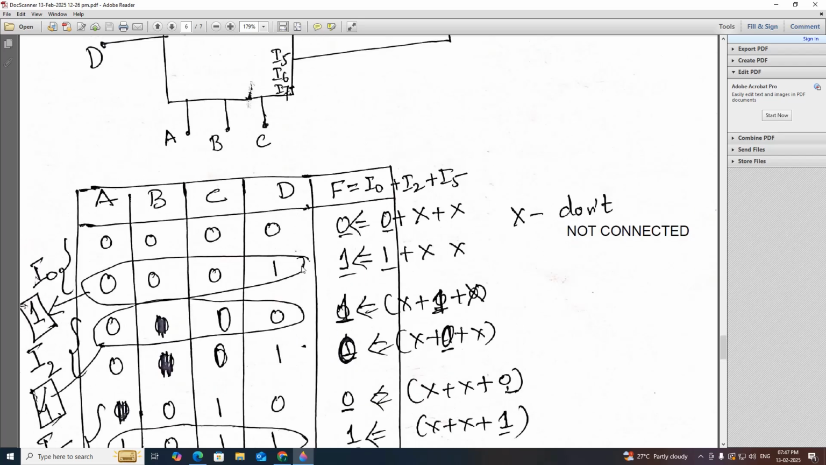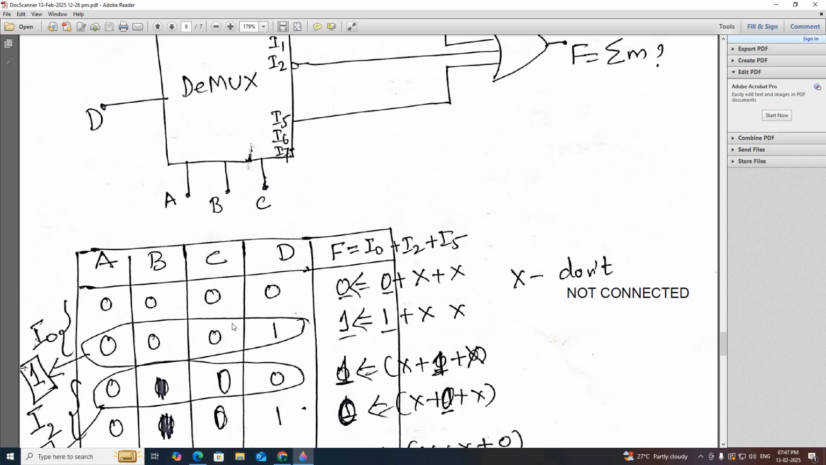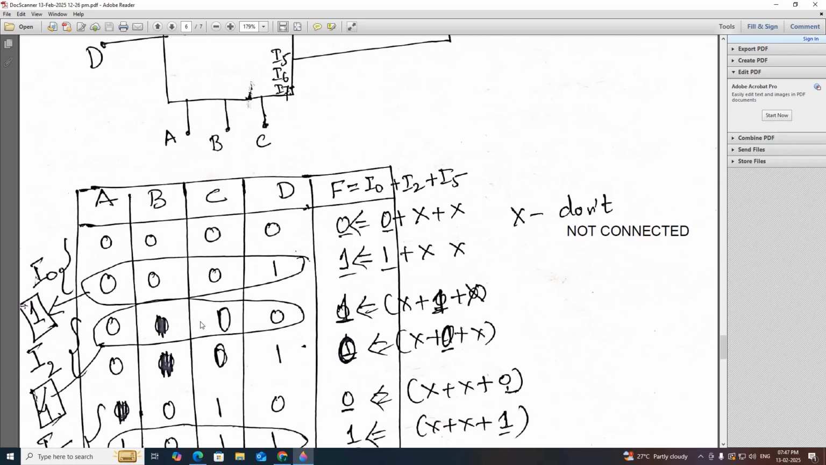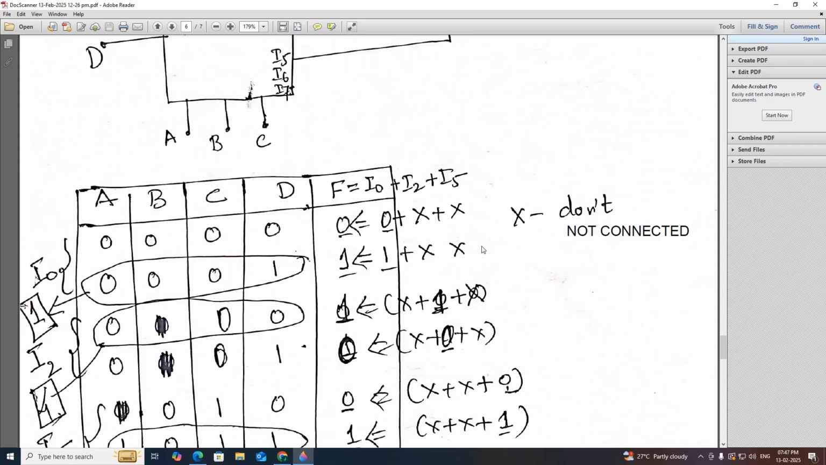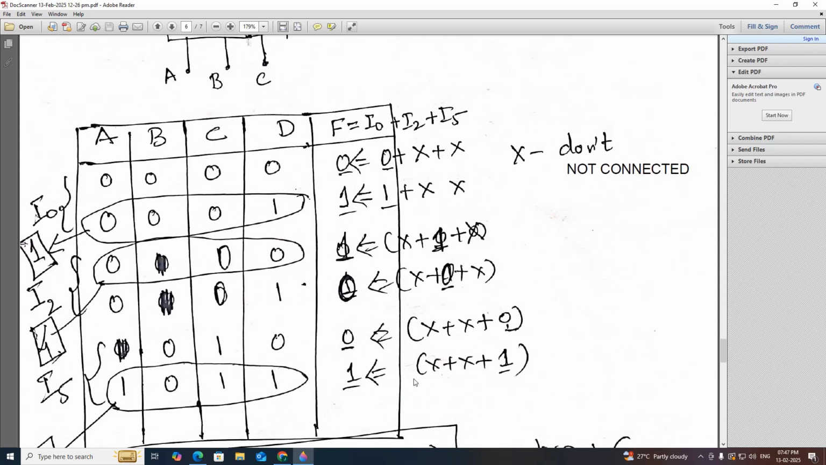Coming to the last combination, this is for I5. I5 means 1 0 1. Again D has two possibilities, 0 or 1. Only I5 is connected, so the other two are don't care. Here I5 is equal to D. If D is 0, this will be 0. If D is 1, this will be 1, because there is no complement here.